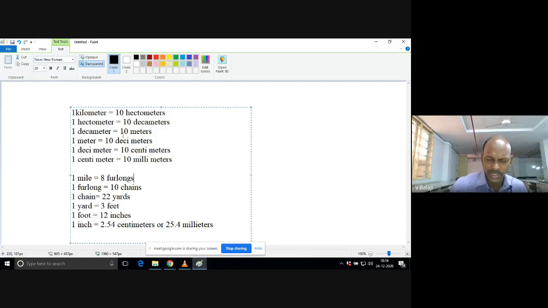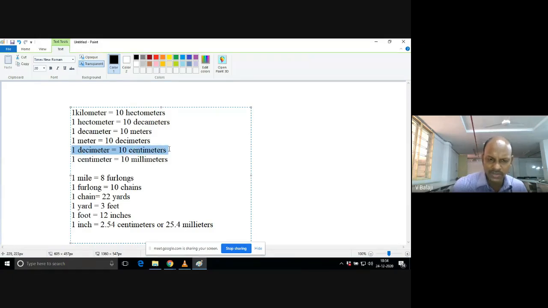1 decameter is equal to 10 meters. 1 meter is equal to 10 decimeters. 1 decimeter is equal to 10 centimeters. Very good. 1 centimeter is equal to 10 millimeters. So remember, whenever we are given the relation, now identify which relation is given in the particular problem.